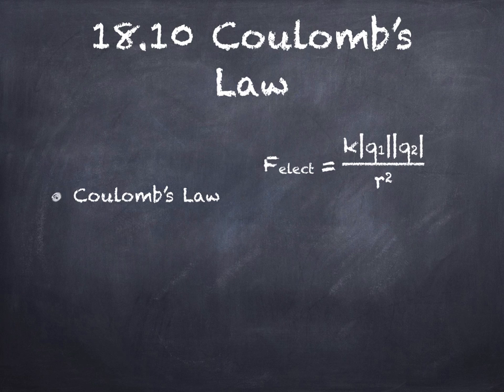And so the force of electricity is equal to the constant times the two charges. Notice the absolute value signs there, which eliminates the positive and negative charge on it. That doesn't come out of the equation. That comes out of your head. And r squared is the distance between the centers of the two spheres.